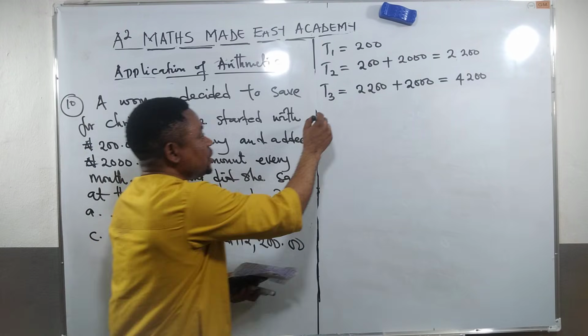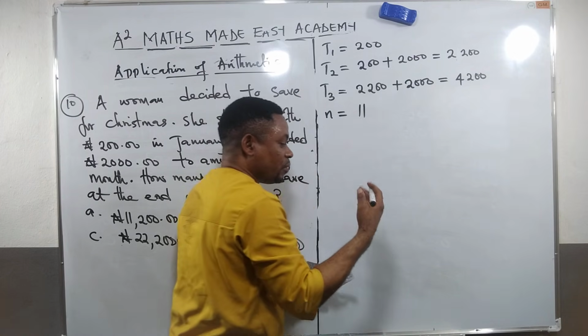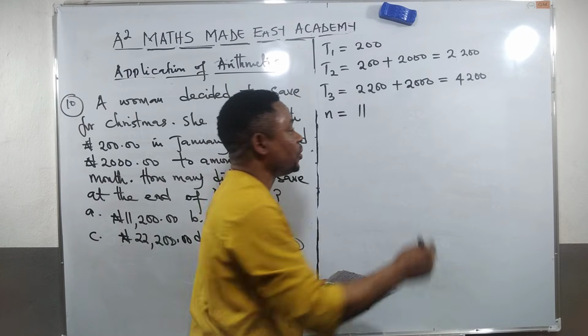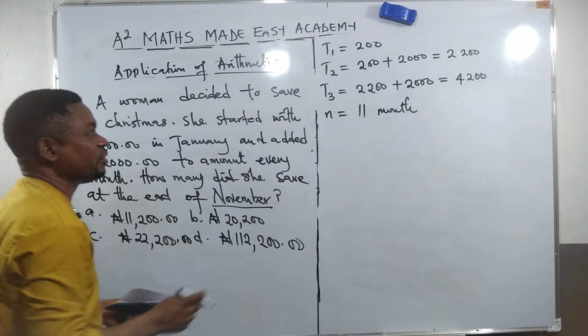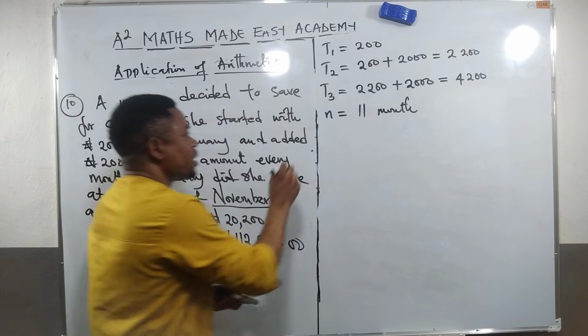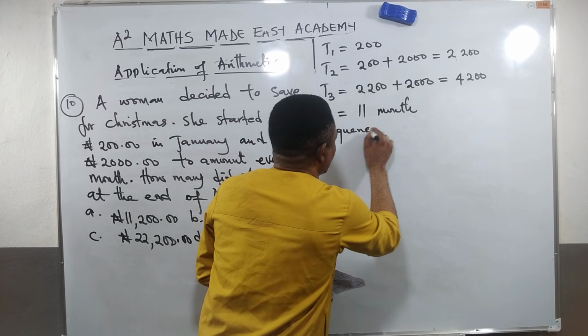November. So the number of terms n is already given to us, and it is 11. From January to November is 11 months. So n is already given. Now what are we looking for? I want you to appreciate something here. Can we bring the sequence together first?